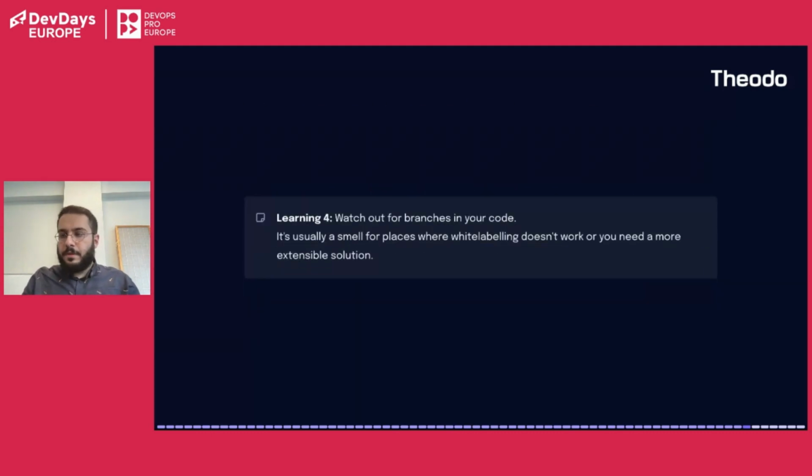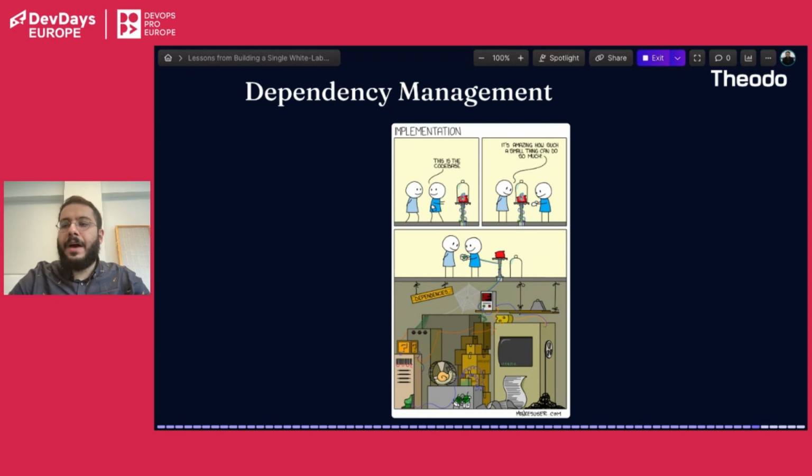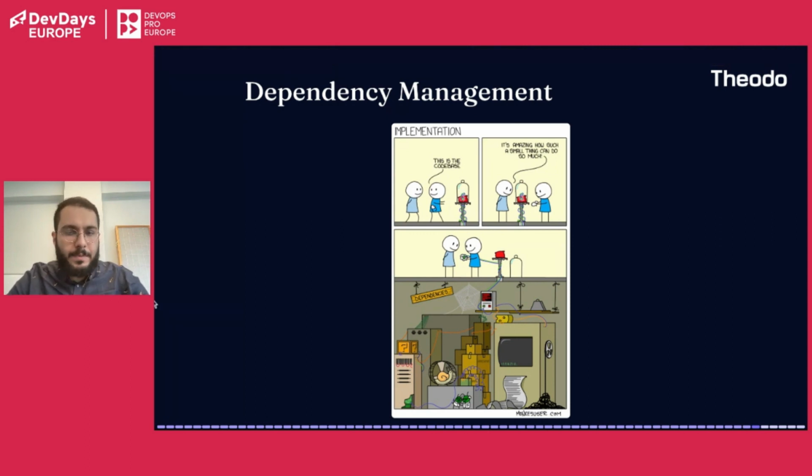So the fourth learning that we had was to watch out for a lot of branches in your code. It's usually a smell for places where white labeling doesn't work or where you need some sort of more extensible solution that works hand in hand with your white labeling. The last challenge that we had was dependency management. Dependency management is difficult on any day, but when you want to have multiple applications, it can become even more challenging. So how do we handle dependency management in an extensible way?